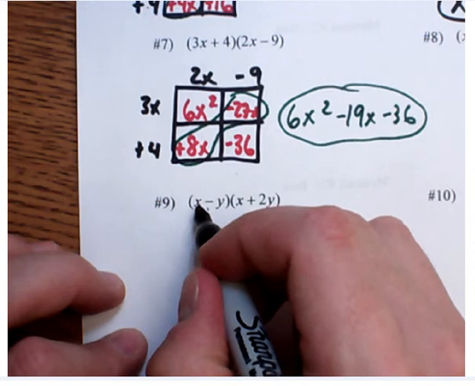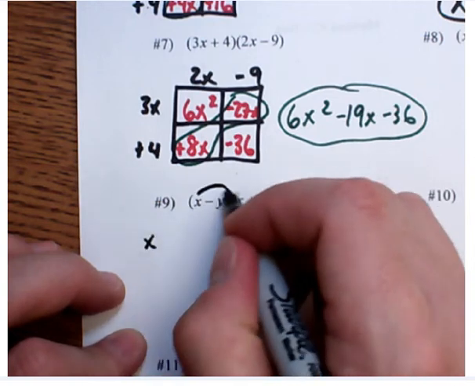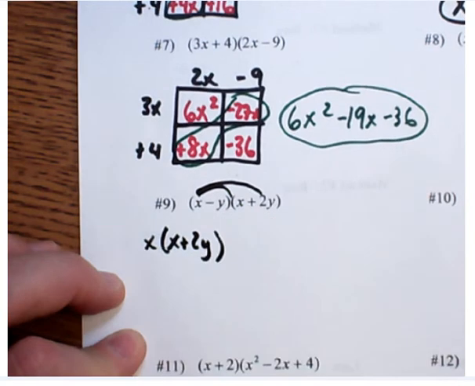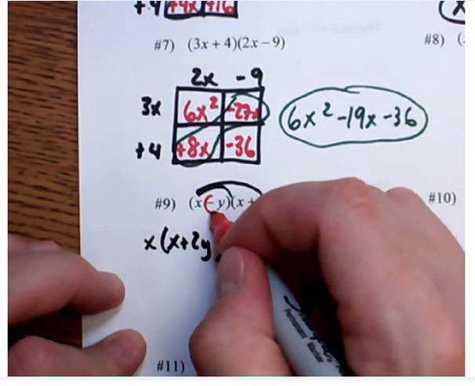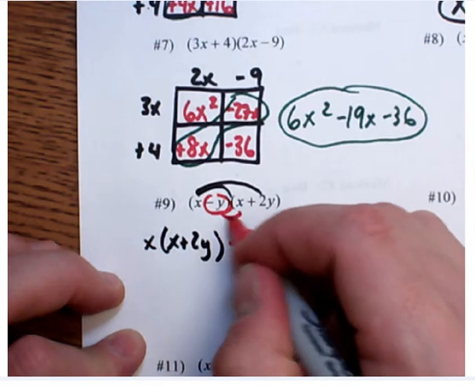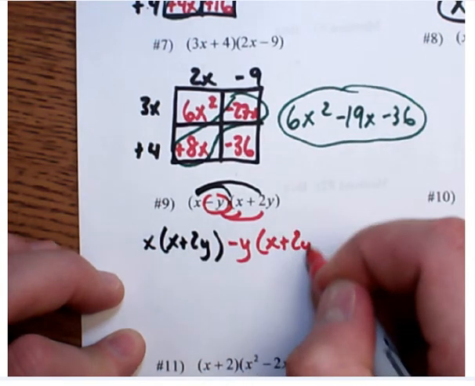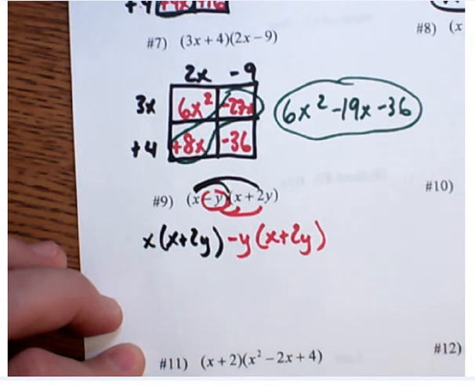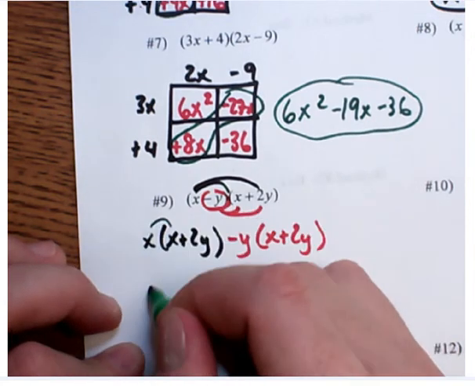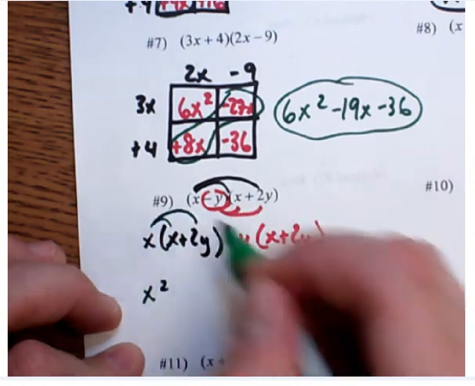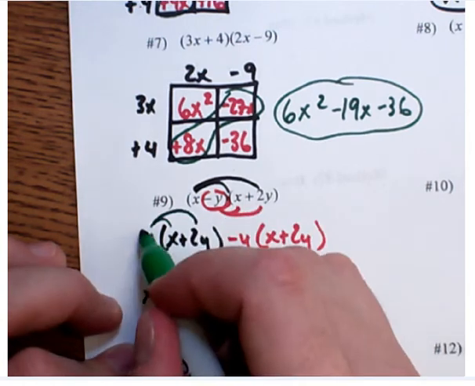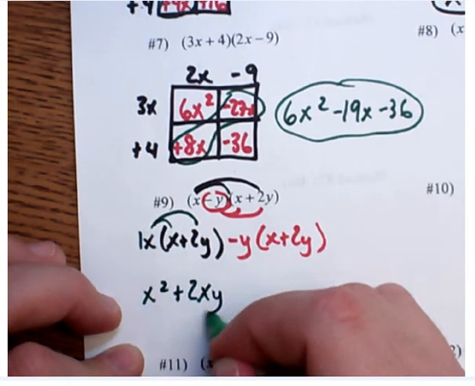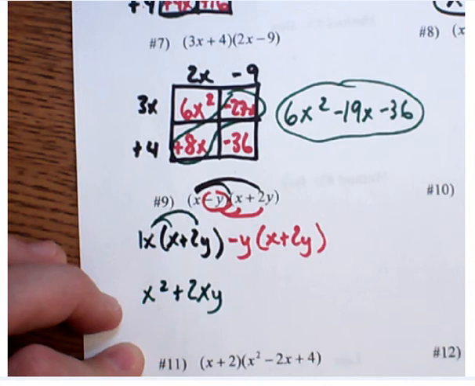So we'll get x times x plus 2y, and then we'll get, this is negative y, so minus y times x plus 2y. Now let's see, what happens here? Well, we have to distribute. X times x, x squared. X times 2y, now this is like a 1x, so 1 times 2 is 2, and then x times y is just xy, that's how we're going to write it.